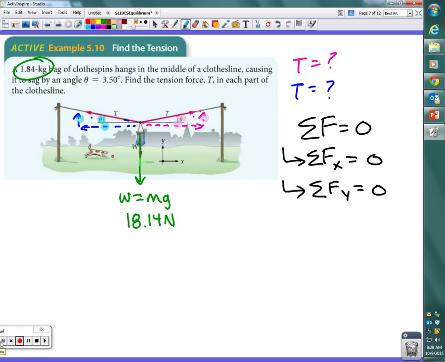And that one. That weight force, even though we didn't split it up into any components because it's already on the y-axis, is a force on the y-axis.